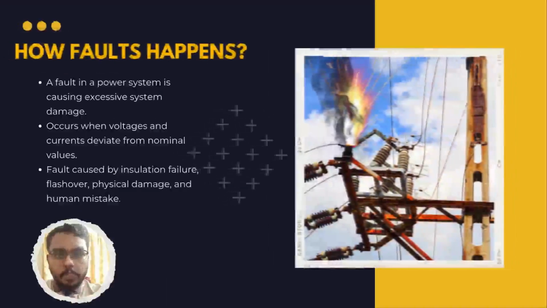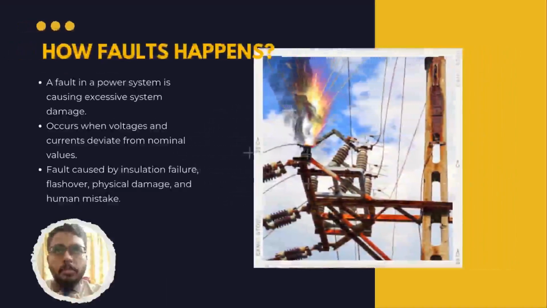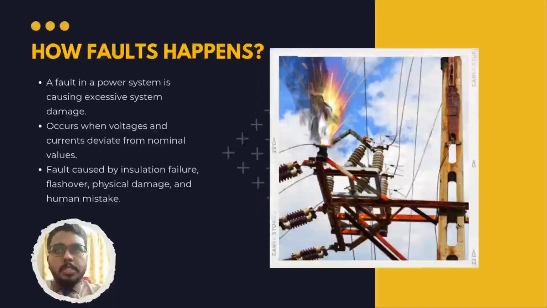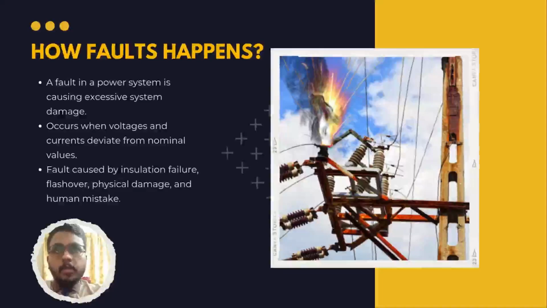Next is how faults happen. A fault in a power system is a defect that diverts current from the intended path, reducing insulation strength between conductors and causing excessive system damage. Electrical faults occur when voltages and currents deviate from nominal values, causing damage to equipment. Fault detection and analysis are crucial for designing suitable protection devices and switchgear. Faults in the power system are caused by insulation failure, flashover, physical damage, or human mistakes.